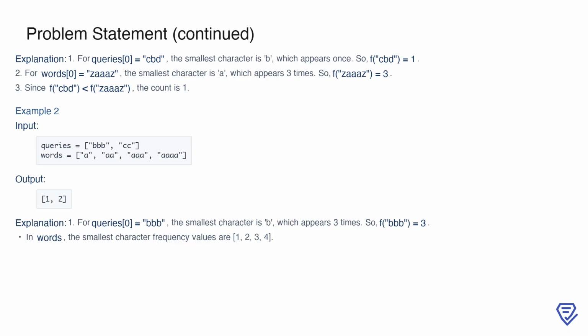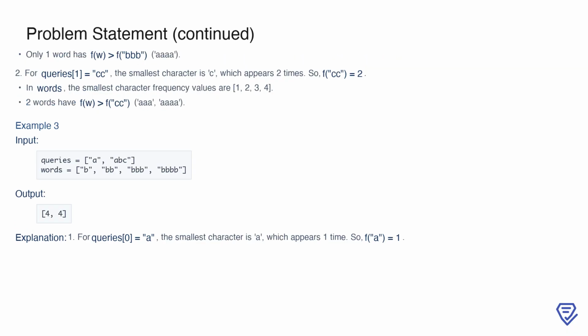resulting in an output of 1. In another example, queries contains "bbb" and "cc", and words contains "a", "aa", "aaa", and "aaaa". For the query bbb, the smallest character is b, which appears 3 times, so f(bbb) equals 3. Among the words, their smallest character frequencies are 1, 2, 3, and 4. Only one word, "aaaa", has f(w) greater than 3, so the count for bbb is 1.